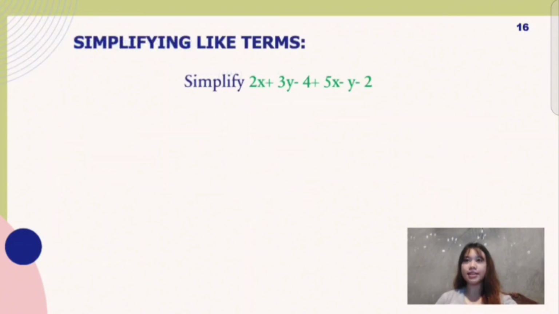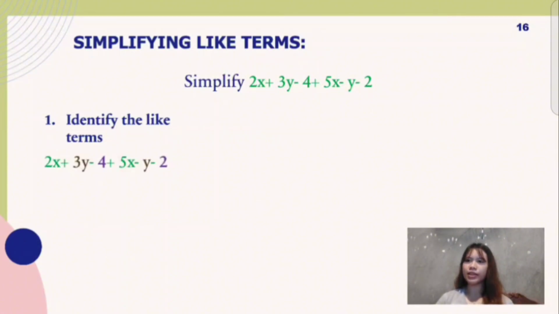Another example is simplifying like terms. This expression doesn't have any brackets, but it is composed of different coefficients, variables, and constants. In simplifying this, we need to identify the like terms. So first, of course, is identifying the like terms. In this expression, we have 2x and 5x. They are like terms. We also have 3y minus y. They are like terms. And lastly, we have 4 and 2.